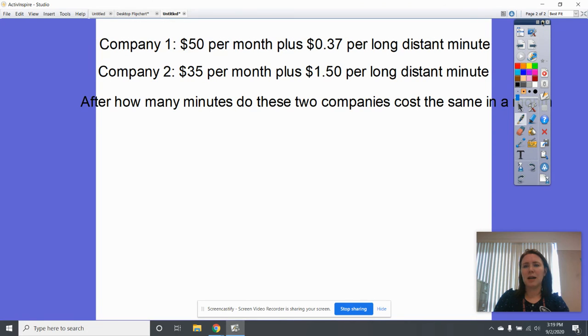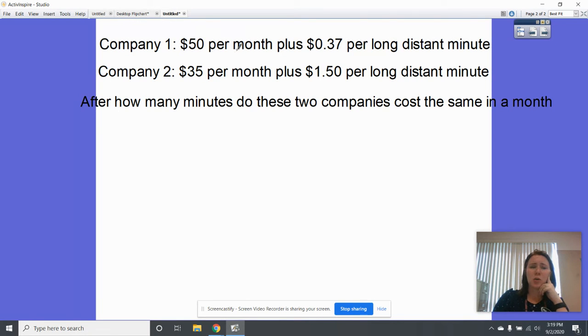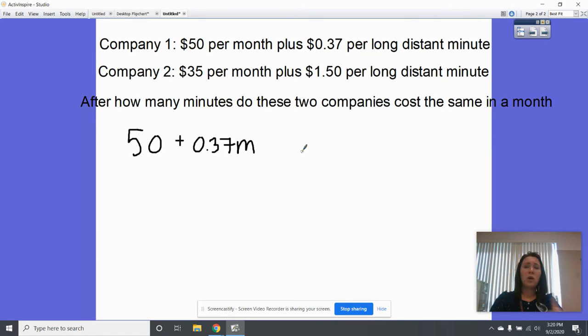So let's go ahead and take a look at that. So company one, I'm going to write an equation for them. $50. We're just talking about a month. So $50 for the month, no matter what, no matter how much you spend on the phone long distance. But then you also have to increase the amount you pay per long distance minute. So it's 37 cents per minute, right? So if you talk on the phone for only one long distance minute, usually like you're calling another country, then it's just 37 cents. If it's 2 minutes, then you multiply that by 2. If it's 3 minutes, you multiply by 3, and so on. So that would be for company number one.